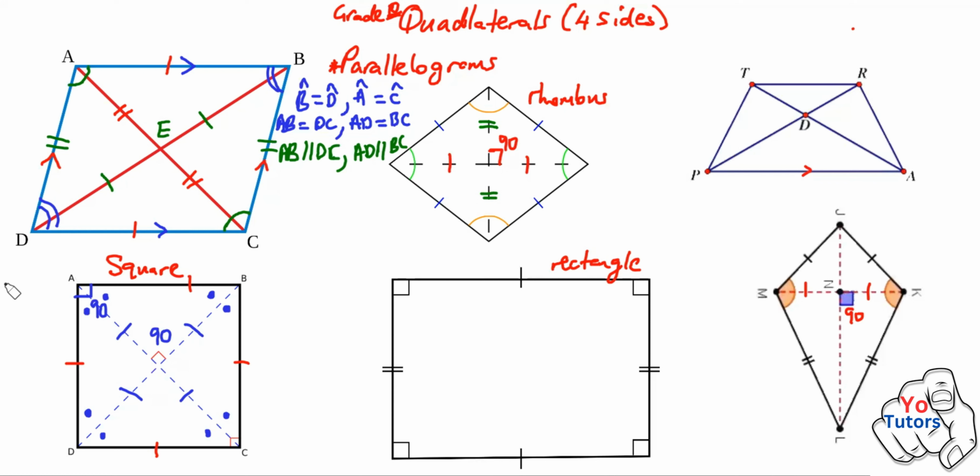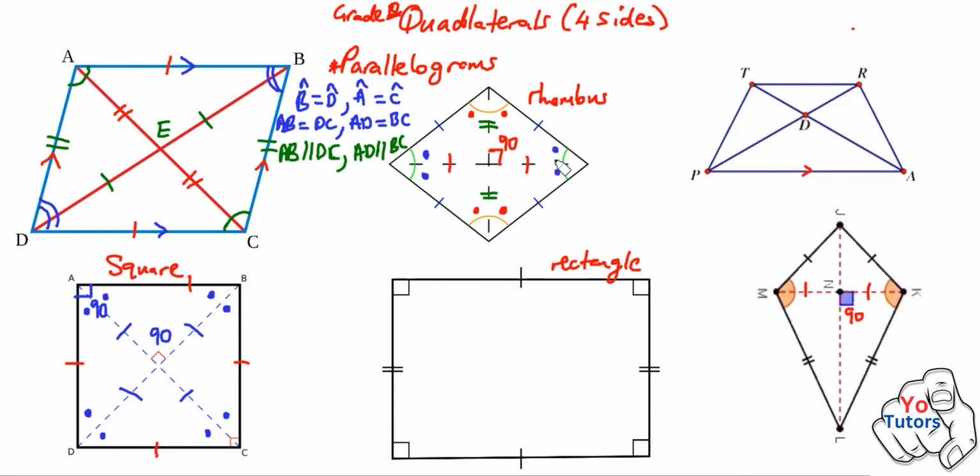Another thing is that the diagonals also bisect the vertex angles. This is what I mean when we are saying it's bisecting.